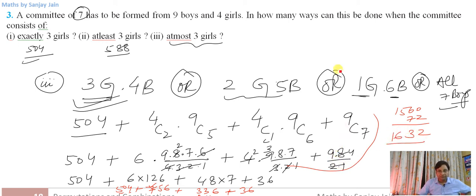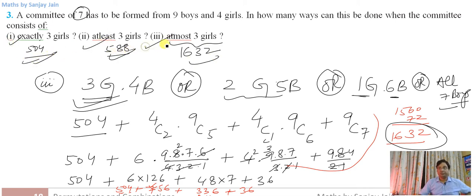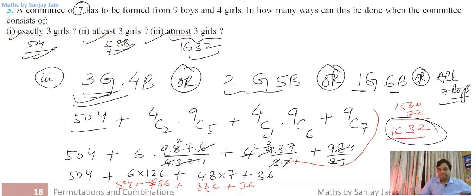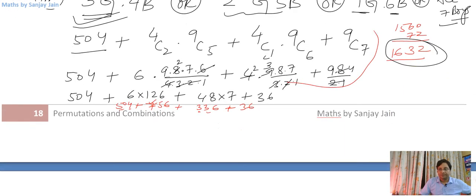Is there anything left? I believe nothing is left. So this is your answer for the third case, 1632. So these three are your answers for the first part, second part and third part. Okay. Let us move to the next question.